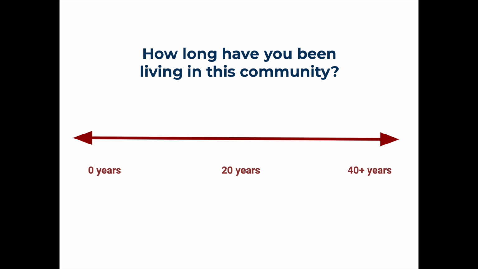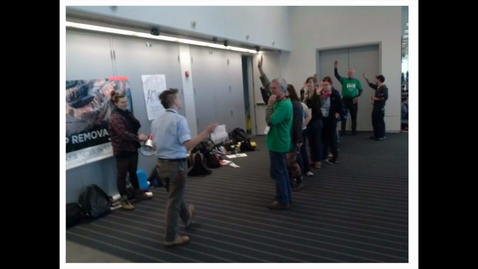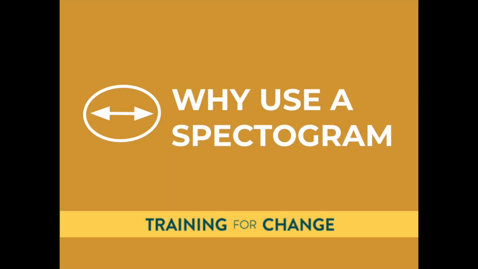At its most basic, a spectrogram is when you have people place themselves along a spectrum. Instead of asking a yes or no question, you ask people where they fall along a range. For example, how long have you been living in this community? Place yourself along the spectrum from 0 years to 40 or more years. In person, you can invite people to stand up and move themselves to a place on the spectrum, like in this photo. So why would you use a spectrogram?